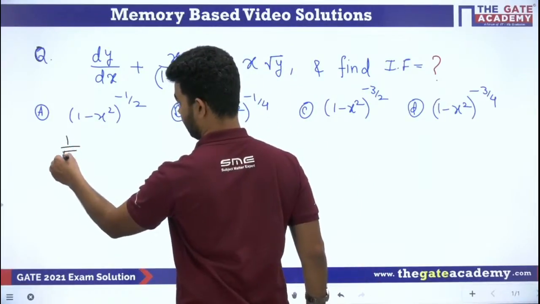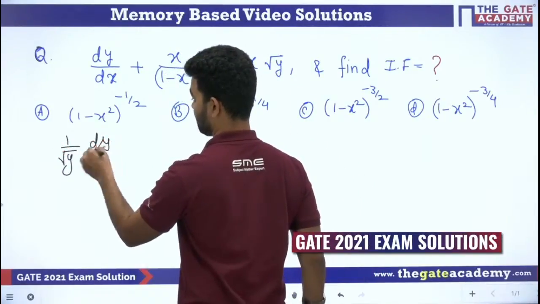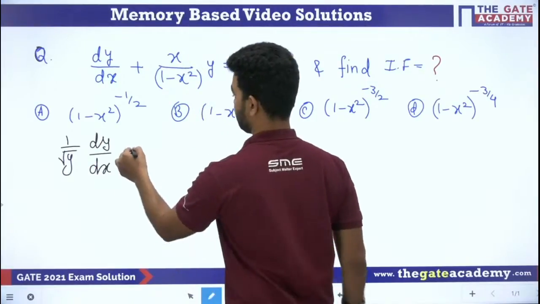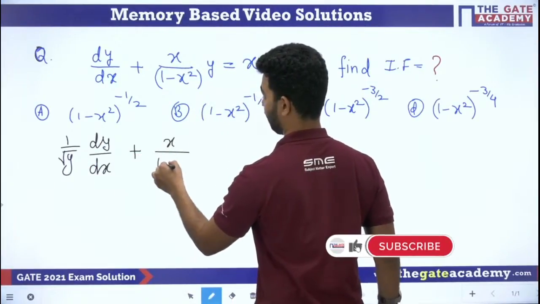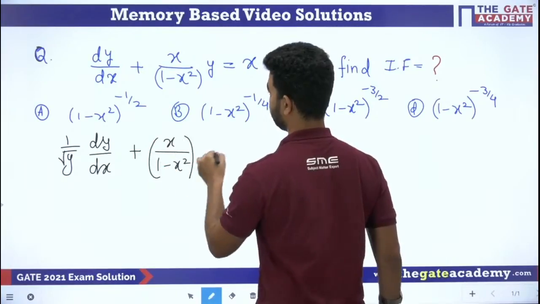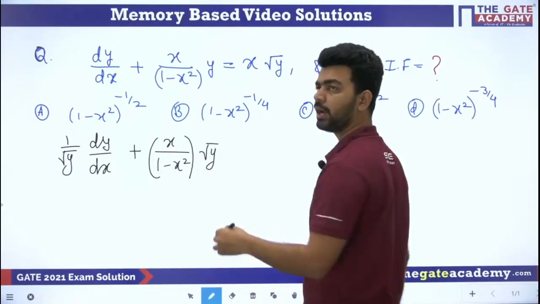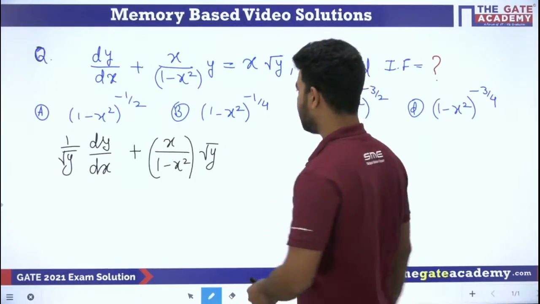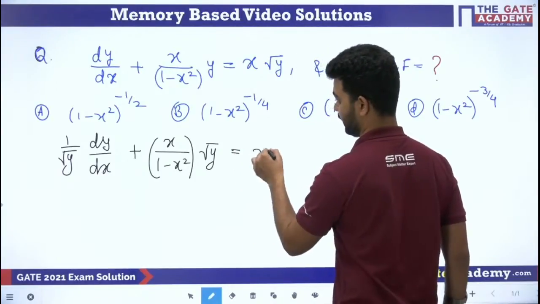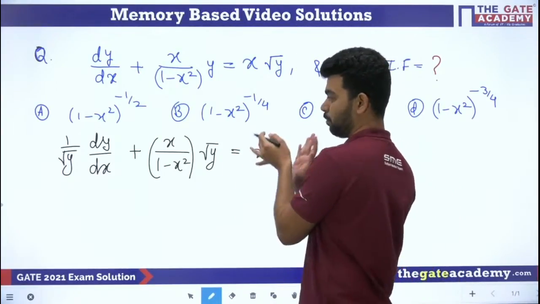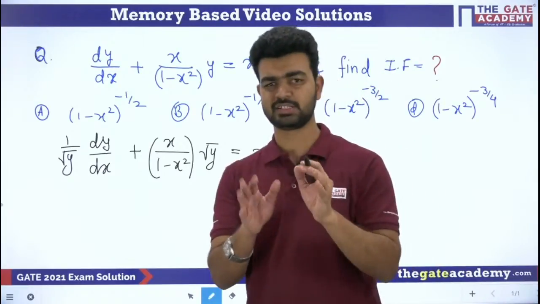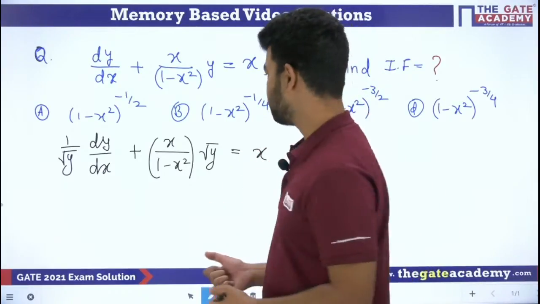So I am getting 1 by square root of y dy by dx plus x by 1 minus x square is, it will become square root y, y divided by square root of y, it will become square root of y is equal to x. This is what we are getting. Now on the right hand side pure function of x is there. Now we can see that yes, we can get some linear differential form over here.